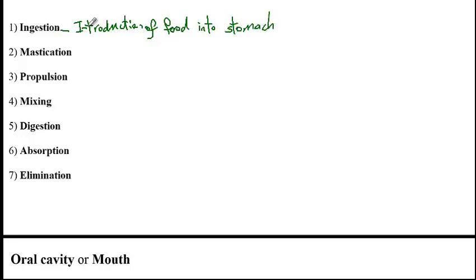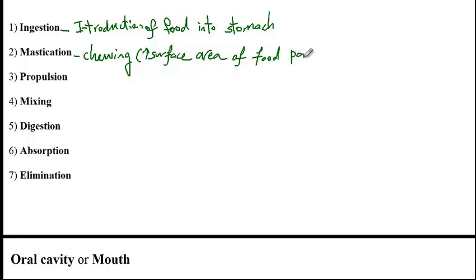Then we have mastication, which is basically the same definition as chewing, and the purpose of chewing food is to break down food particles into smaller pieces, as a consequence of which there would be increased surface area to allow for better penetration of digestive enzymes. So basically this would increase the surface area of food particles.